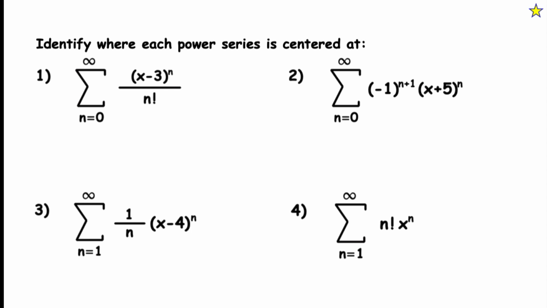This is so easy, it's a joke, but I've got to start somewhere. It says, identify where each power series is centered. And if you're thinking, no way, you're probably right. Number 1 is centered at 3. For number 2, I see the alternating component, but that's okay. It's still centered at -5. And 3 and 4 would be 4 and 0, respectively. 0 because of the lack of parentheses on the x.